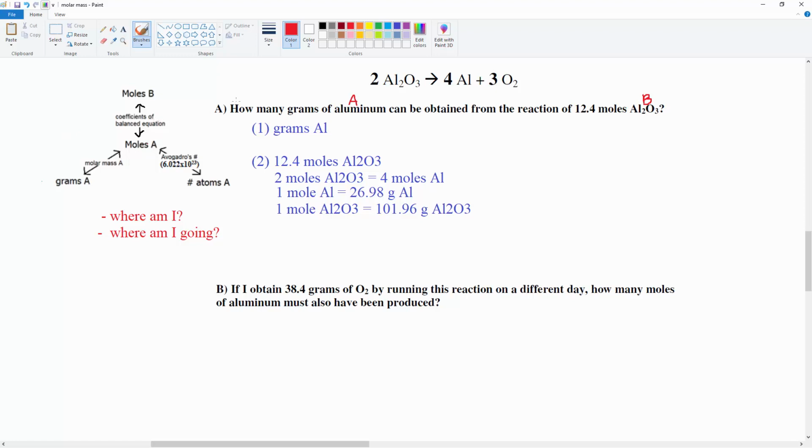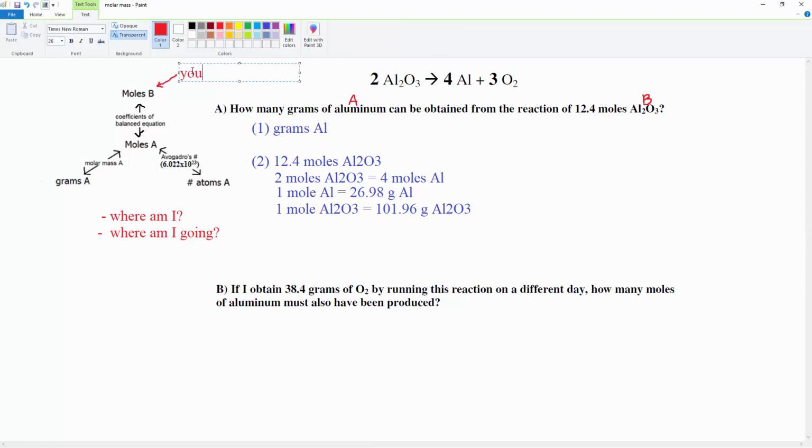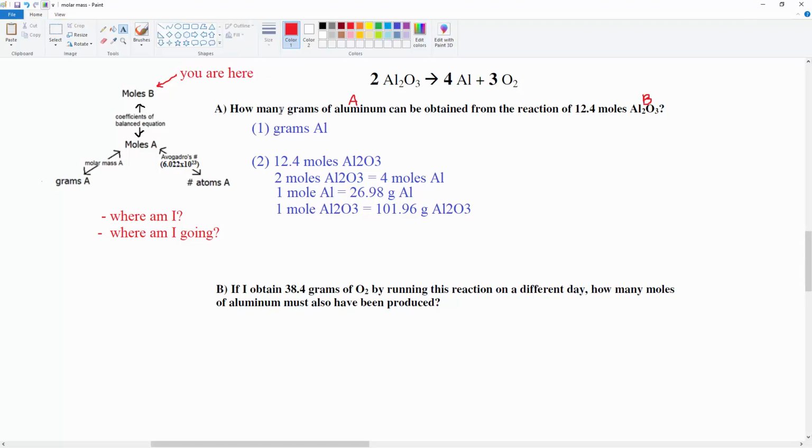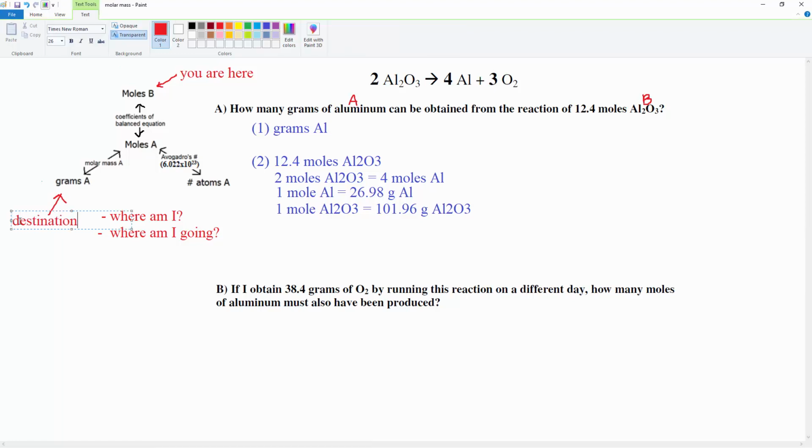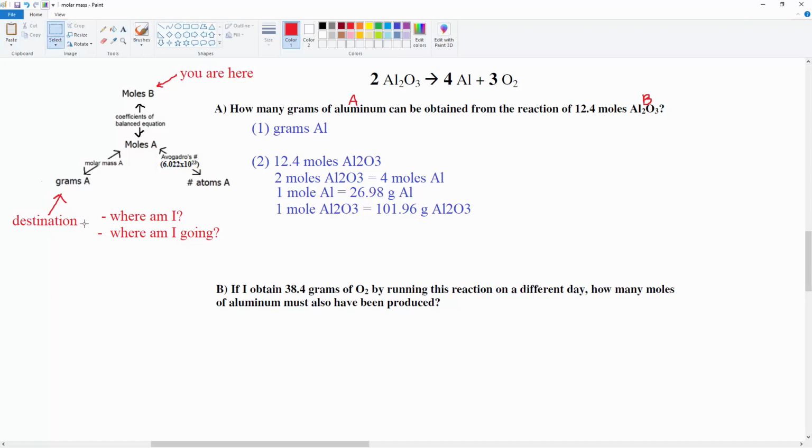Okay, so they gave us moles of B. You are here. And you want grams of A. So this is your destination. Does everybody see how I used the equation as written, assigned which one was A and which one was B, to help me identify where I'm starting and where I'm going?